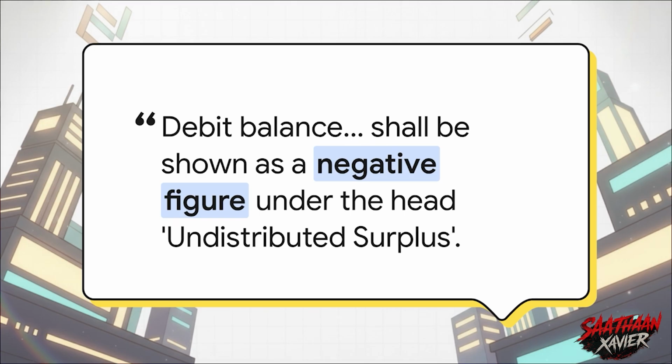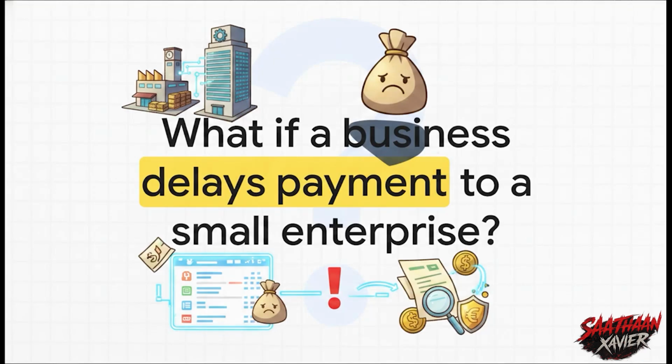When you have a negative balance, you do not magically move it over to the asset side of the balance sheet. You must keep it in reserves and surplus as a negative number, even if it makes the whole category total negative. Now, here is a really fascinating question.